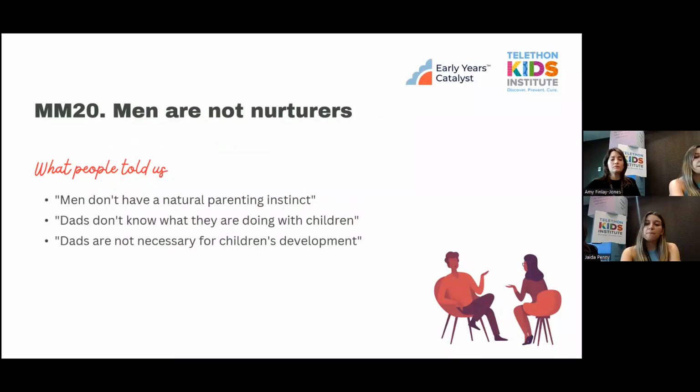The mental model that men are not nurturers frames men as providers in contrast to nurturers. And in its extreme forms, it leads to assumptions that men are redundant in direct child-rearing practices or that they are unequipped as parents. Men don't have a natural parenting instinct. Dads don't know what they're doing with children. Dads are not necessary for children's development.